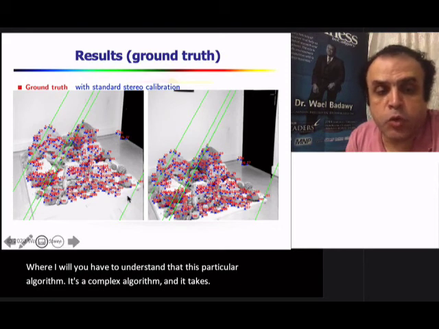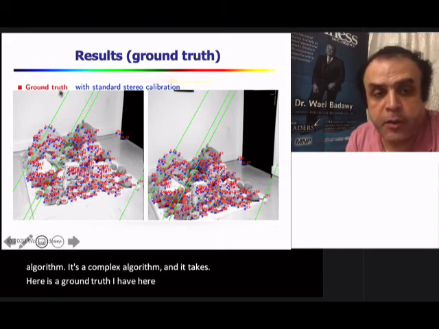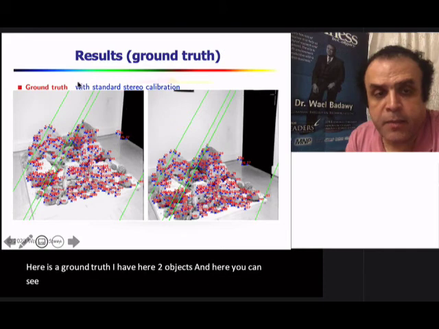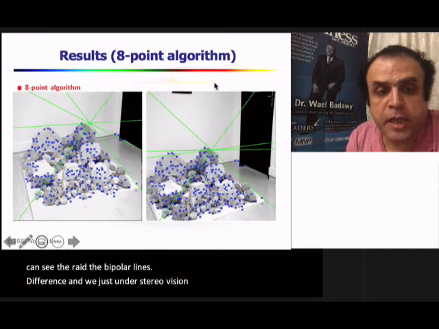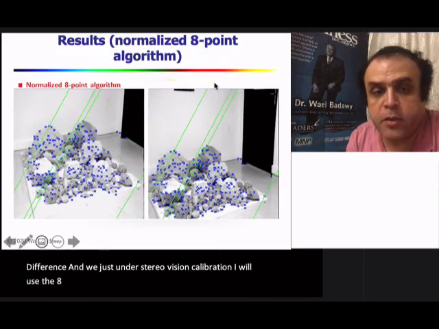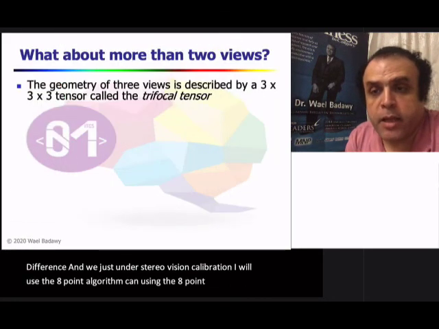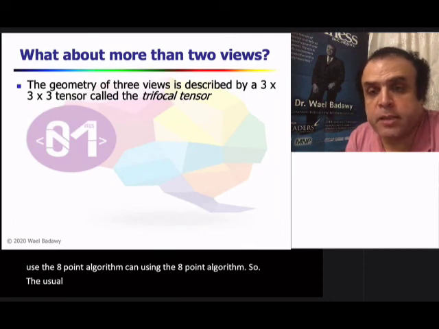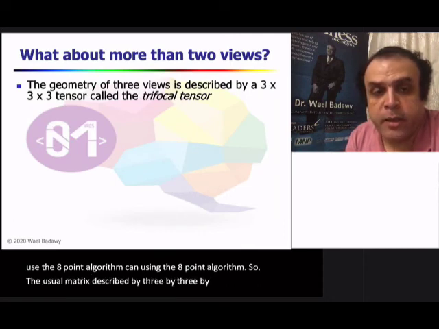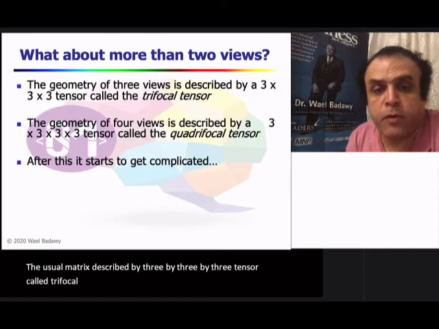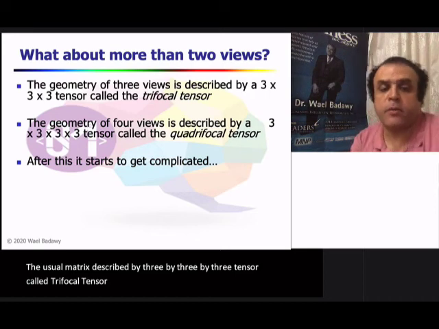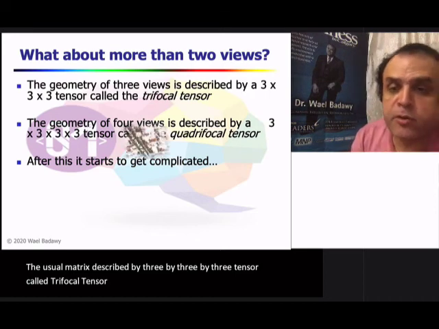Here is the ground truth. I have here two objects, and here you can see the epipolar lines difference. With standard stereo vision calibration, I will use the 8-point algorithm, and the geometry of three views is described by a 3 by 3 by 3 tensor called the trifocal tensor. The geometry of four views is described by a 3 by 3 by 3 by 3 quadrifocal tensor, and after that it starts to get complicated.